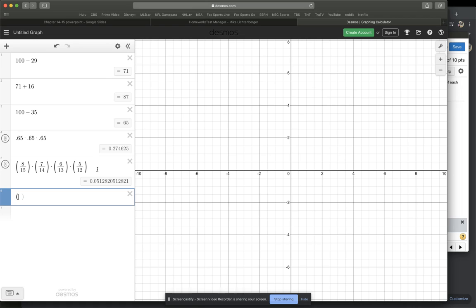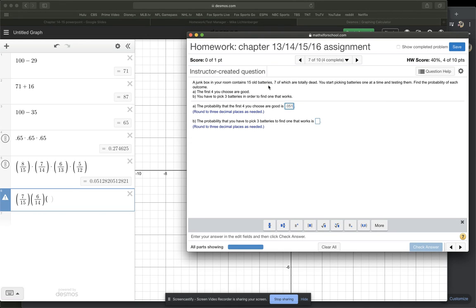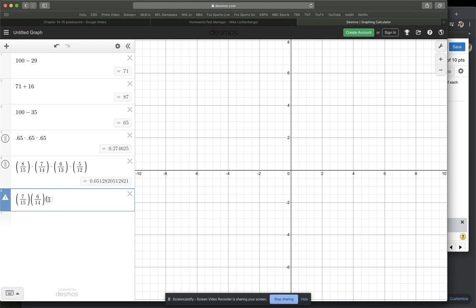So let's do this one here. First one being no good is going to be 7 out of 15. The second one being no good is going to be 6 out of 14. Okay. Now we want the third one to be good. Well, we haven't used any of the 8 good batteries left. So I have 8 total good batteries. Okay. And out of 13 possible that are left. So it's going to be 7 out of 15 times 6 out of 14 times 8 out of 13.